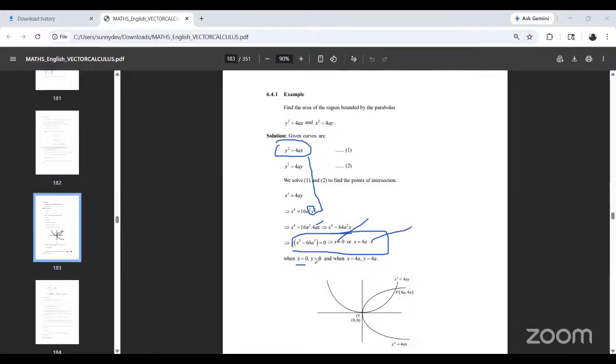So when x equal to 0, then automatically y also becomes 0. So here y square equal to 4a into 0. So y square equal to 0, that y equal to also 0. Next, when x equal to 4a, if we substitute that x equal to 4a, we are getting y equal to also 4a.